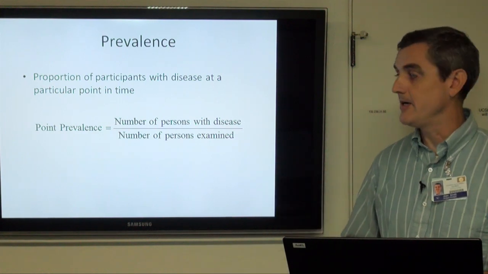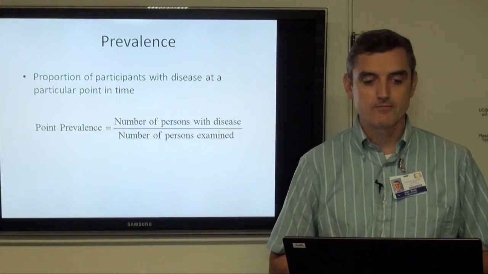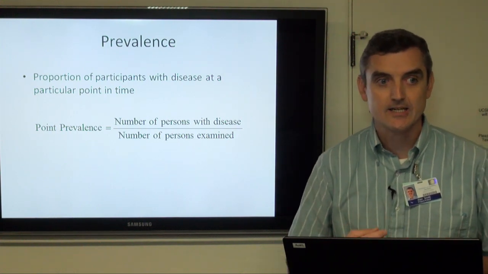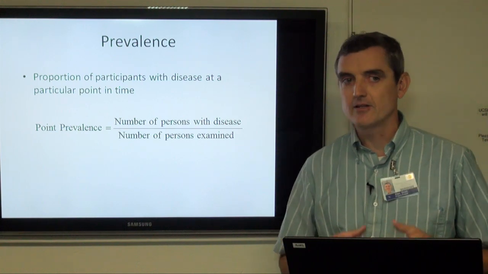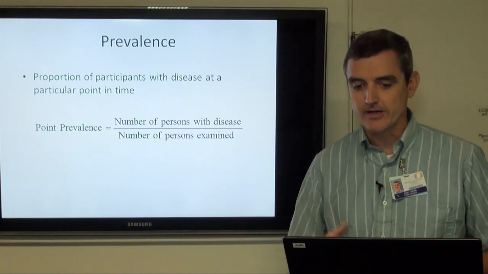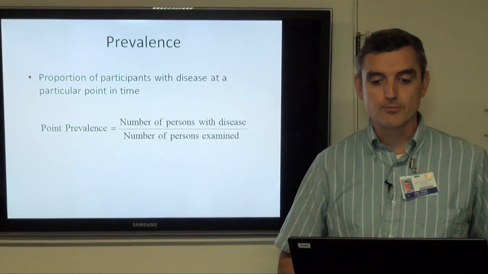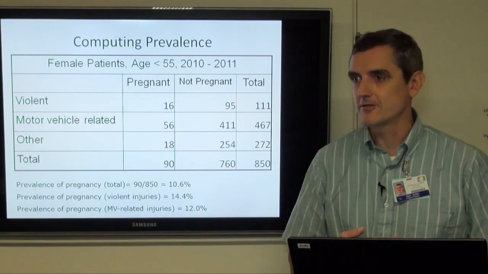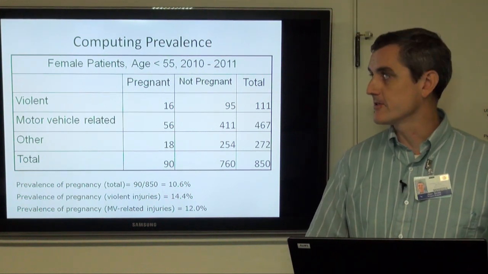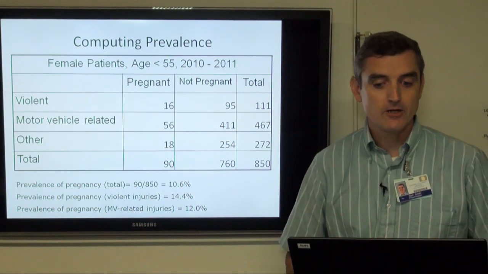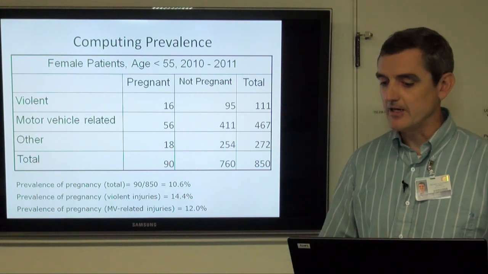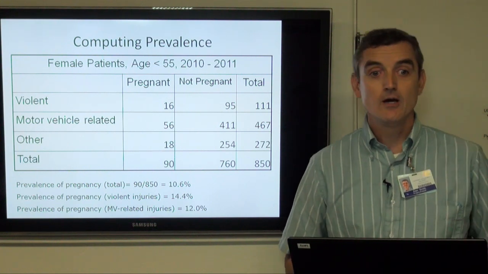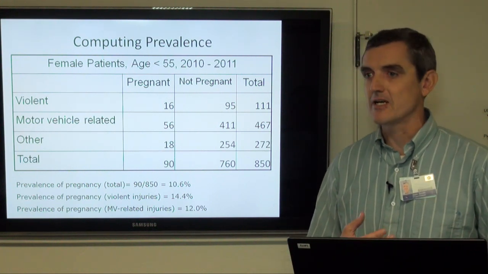So the equation is simple. It's just for point prevalence. That's the number of people at a specific point in time who have the disease, divided by the number of people in the population, or the number of people that are examined in the group of interest. So for example, using our trauma data here for 2010 and 11, looking at our female patients who are less than age 55, out of a total of 850 women that we saw, 90 of them were pregnant, for just over 10%.